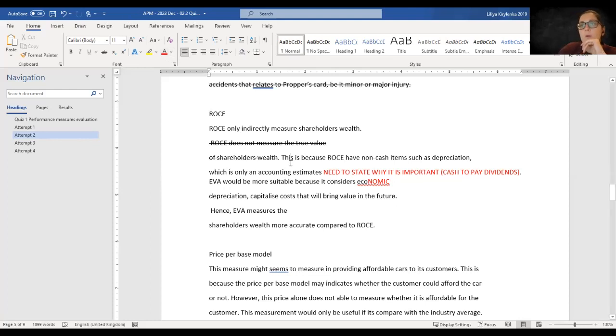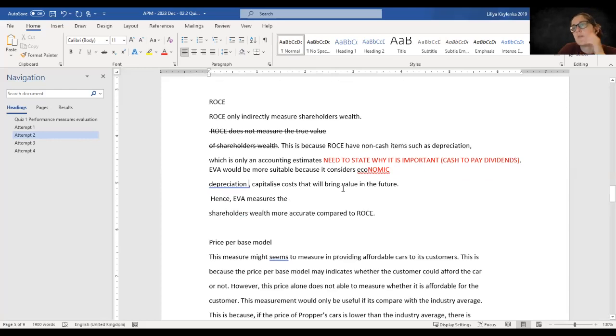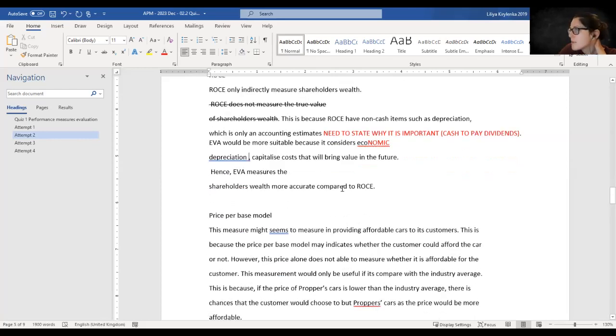Okay, and when you say it charges economic depreciation, you need to say why it is important. It accounts for the actual usage of resources, but it has nothing to do with cash, again, because economic depreciation has nothing to do with cash. So hence EVA measures the shareholders' wealth more accurately compared to return on capital employed.